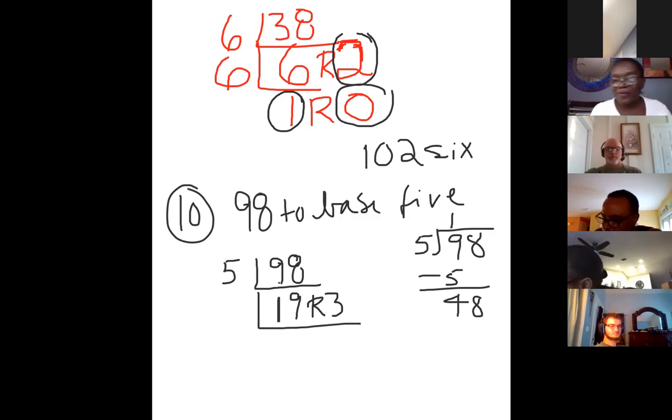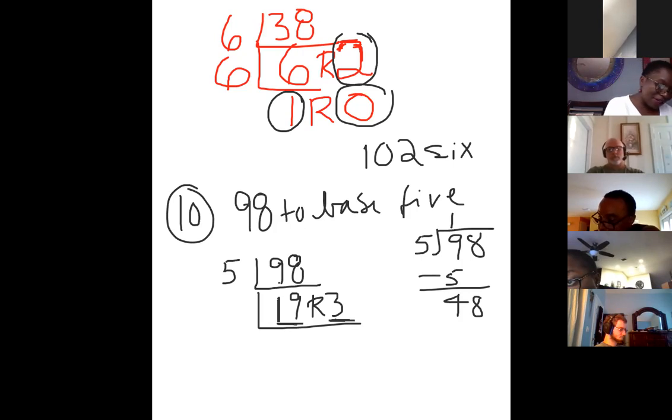Okay, so that's the first one, guys. So 5 goes into 98, 19 times with a remainder of 3. You can even plug it into your calculator. 98 divided by 5 will give you 19.6. So 19 is the whole number. 3 is the remainder, which represents the 0.6. All right, guys. So we're going to do it again.